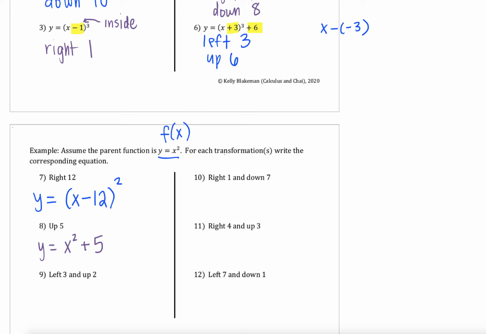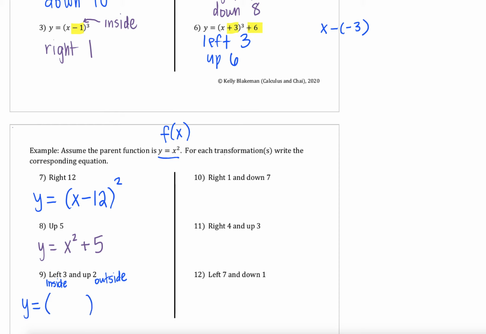Let's look at example 9. In example 9, we're going left 3 and up 2. So we've got more than one transformation happening here. Why don't you pause the video right now and decide which of those transformations are happening inside the function and which is happening outside the function. So the left 3 is a horizontal shift that happens inside our function, versus the up 2, which is happening outside our function.